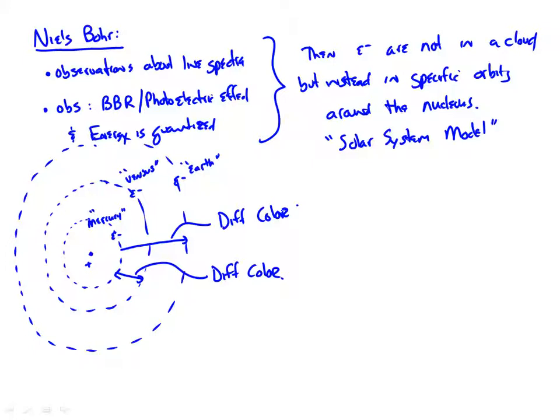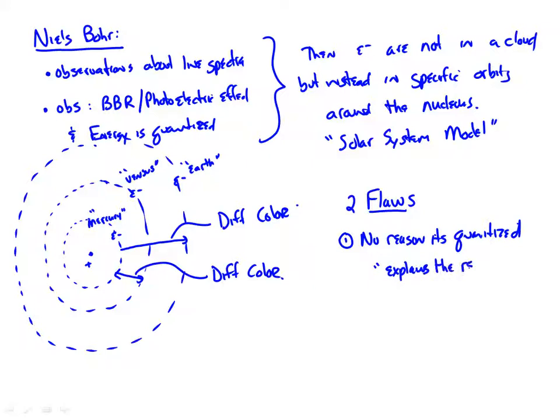Okay, so here's our Bohr model. It's a good model. It has two flaws, though. The first is that there's no reason it's quantized. It simply explains the results, but not why. And then the second flaw is it fails for elements with more than one electron.